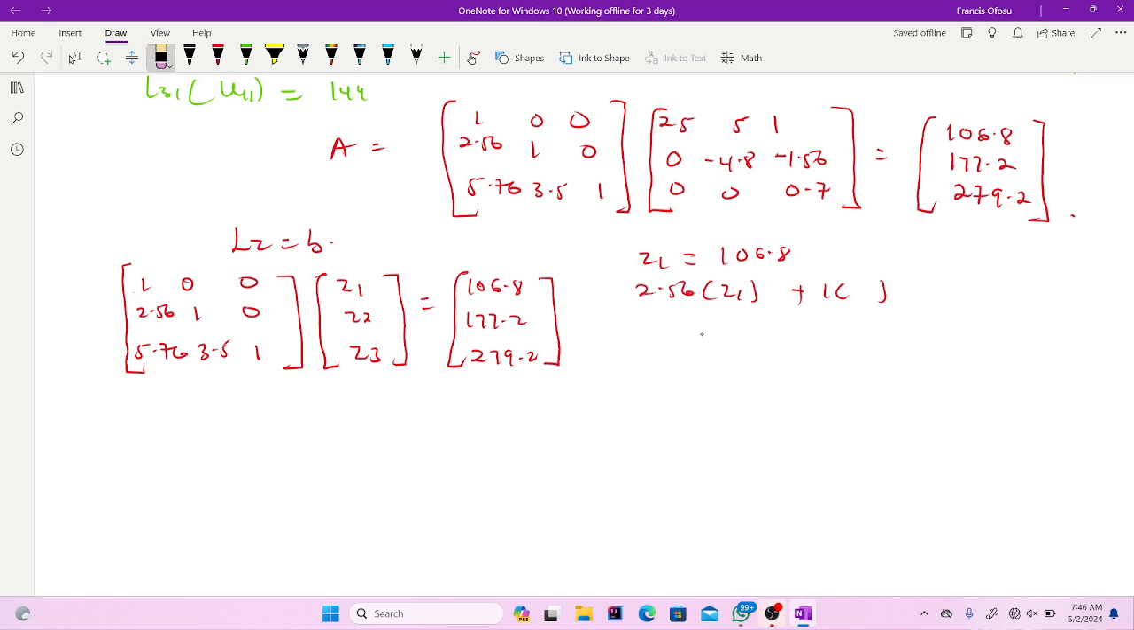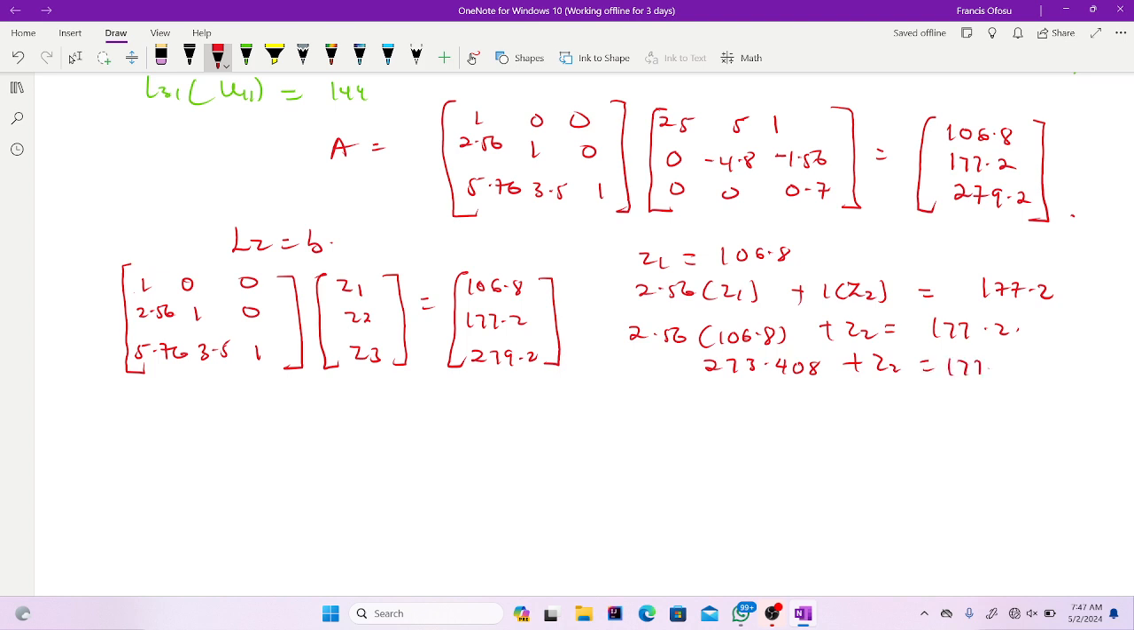1 by Z2, okay? And this will give us 177.2. So this is what we call forward substitution, okay? So here, I know my Z1 to be 106.8, okay? So 2.56 times 106.8 plus Z2 is equal to 177.2, right? So 106.8 times 2.56 is going to give me 273.408 plus Z2 is equal to 177.2.